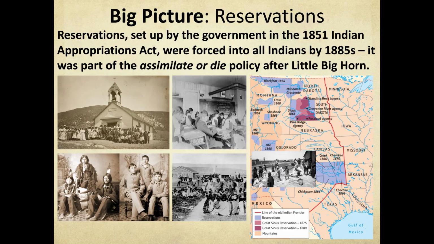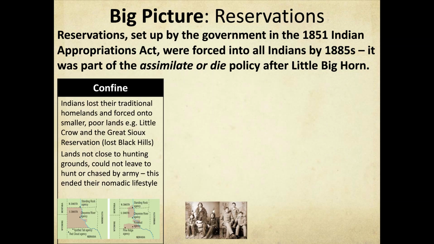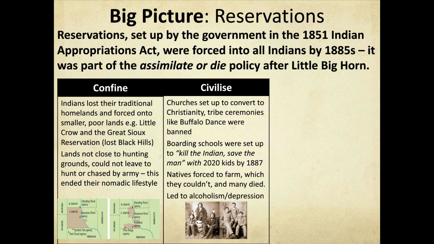Reservations set up by the government in 1851, Indian Appropriations Act. All Indians were forced into them by 1885. It was part of Assimilate or Die after Little Bighorn. Confined. Indians lost their traditional homelands. They were forced onto smaller, poor lands. Little Crow and the Great Sioux Reservation, they lost the Black Hills. Lands were not close to hunting grounds. They couldn't leave to hunt or they'd be chased by the army. It ended their nomadic lifestyle.